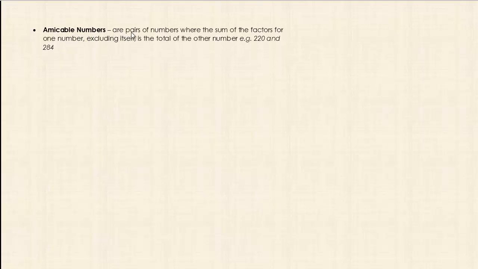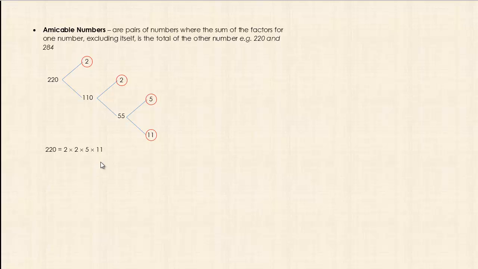Amicable numbers are pairs of numbers where the sum of the factors for one number excluding itself is the total of the other number. An example, 220 and 284. Let's just look at that. So if we examine 220 and we find its factors, we can split that into 2 and 110, and of course 2 is prime, so we'll ring that. This splits into 2 and 55, ring the 2. That splits into 5 and 11, so both of those are actually prime numbers. So 220 is 2 times 2 times 5 times 11.